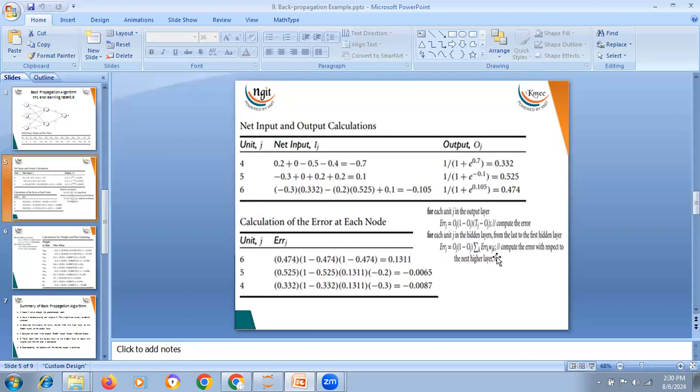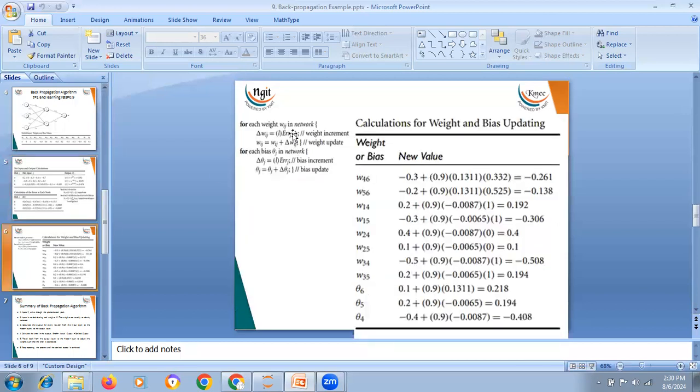So using this formula, you will get the error at the hidden layer. Then what will I do? The error at the output layer, when multiplied with the output and the learning rate, gives me the weight increment. Then that weight increment I should add to the original weight. Then I will get my weight updated.